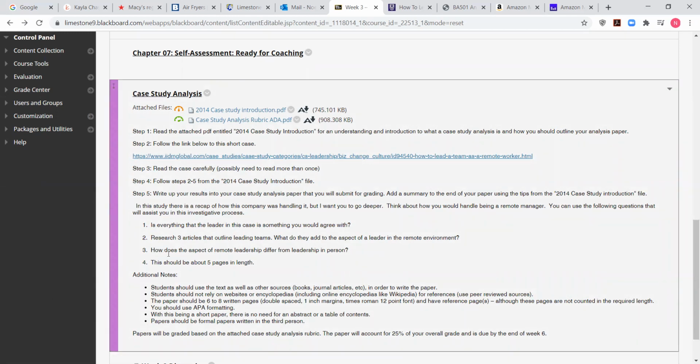And that's basically what questions 2 and 3 are. Question 3 is research articles on outlying teams, and also give me an article or two on what it takes to be a leader in a remote environment. Compare those two for me, and then apply them back to the case. These should be somewhere around 5 pages in length, which includes your references. So you're going to have probably about 5 references.